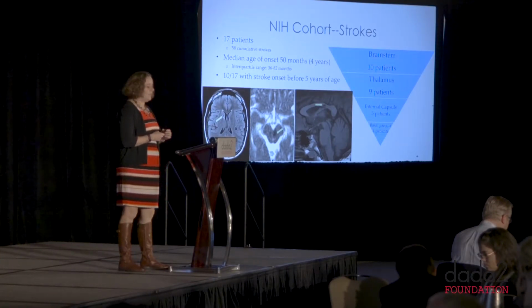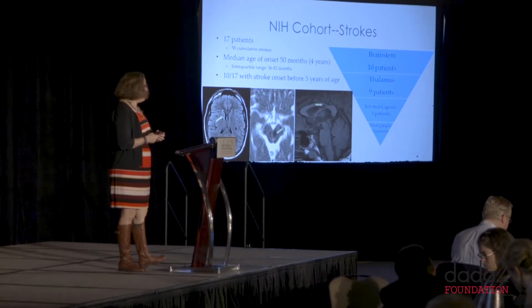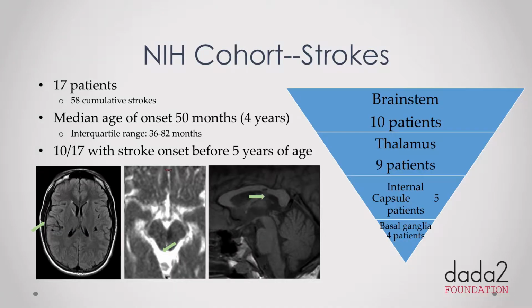From a location standpoint, the breakdown of the most common areas is as follows. There are 10 of our patients who have had brainstem strokes, 9 thalamic, and then 5 patients with internal capsule and 4 with basal ganglia. There are other areas, as you can see in the picture on the right, that's a corpus callosum lesion, and we do have 2 patients who have seen that.